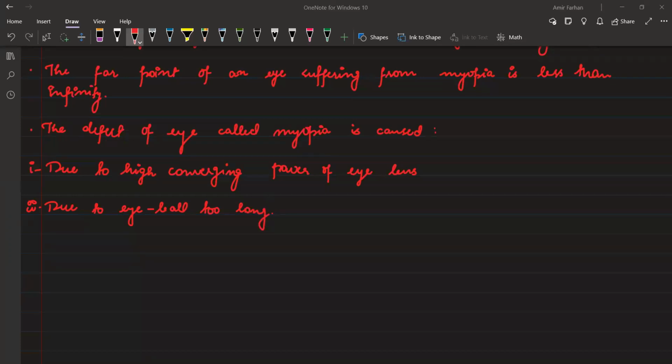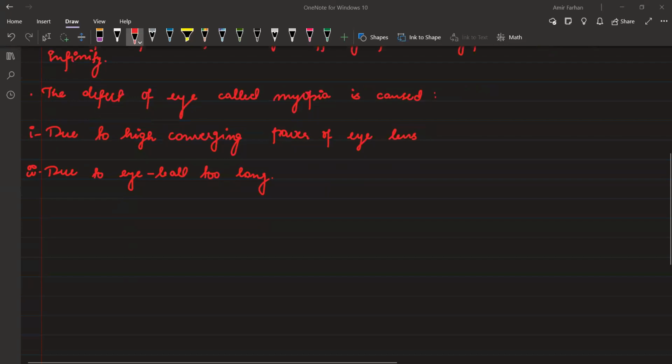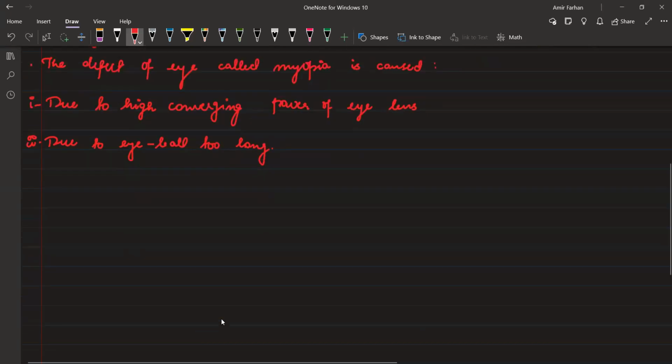So these are the two main reasons behind the myopic eye: the high converging power of the lens, and the eyeball becoming too long. That's why the rays converge at an earlier point.